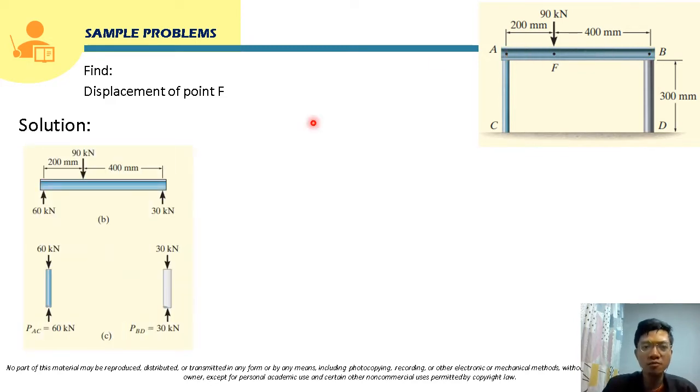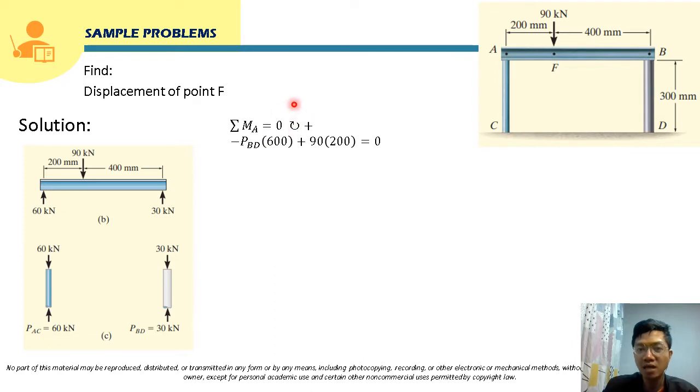Drawing the free body diagram of rigid beam AB, this is the applied 90 kilonewton force. To solve for the reactions, we can use the equilibrium equations. You learned this in your statics of rigid bodies, how to solve for reactions for a parallel force system. To solve for the reaction at B, we can take moment at A. Taking moment at A, this will just be negative PBD, the reaction force at point B, times 600.